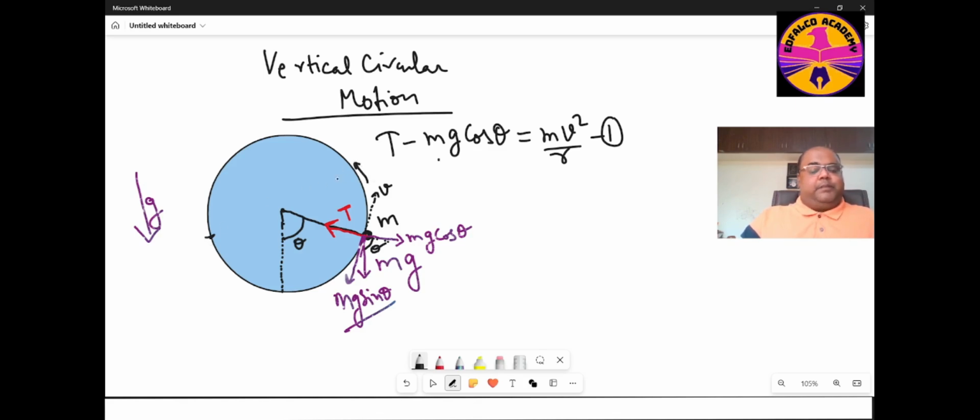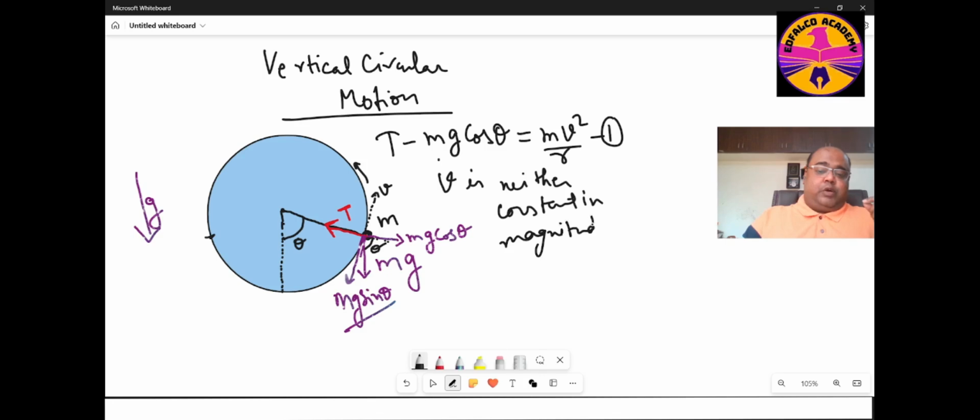So as it's moving up, the velocity magnitude is also changing. Another important thing is that velocity is neither constant in magnitude, and already we knew that nor was it constant in direction.